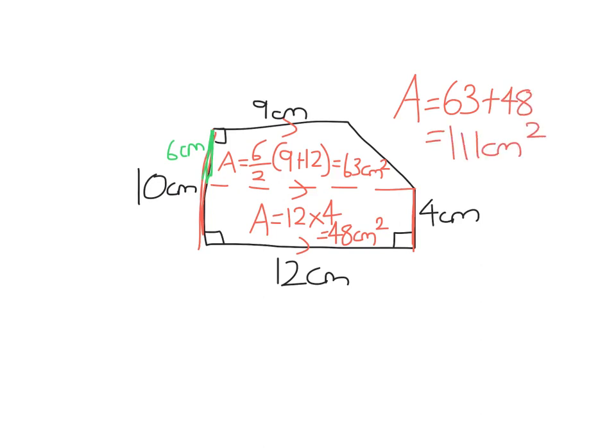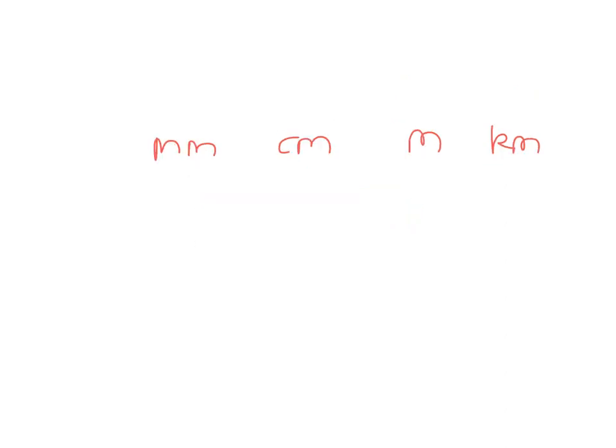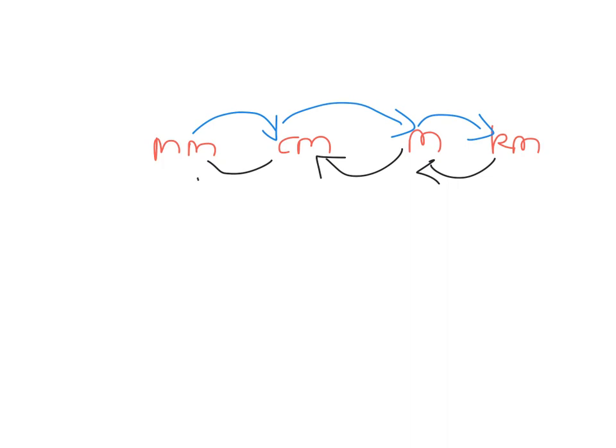So the last thing we're going to do for area is converting square units. Please pause and copy this down if you need. So we're probably familiar with these units of length. So we're going to look at how to convert, how to go from millimeters to centimeters and so on. So people find this confusing. And a lot of the time, the confusion is, do you multiply or do you divide?